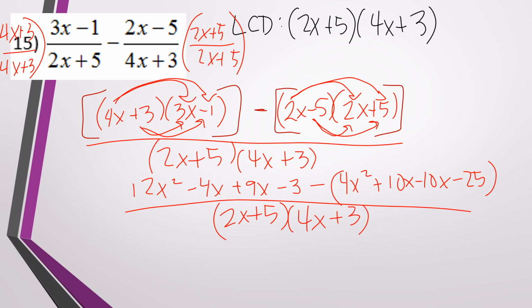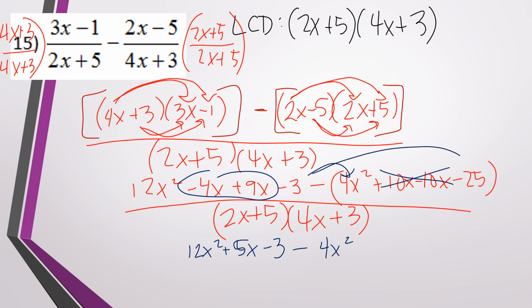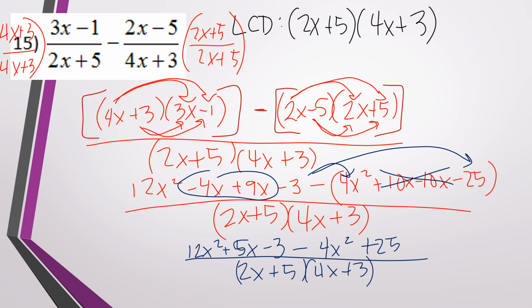Okay, so we'll bring down our 12x squared minus 4x. Well, I can combine these two. It would be plus 5x minus 3 minus 4x squared. These two actually in the middle are going to cancel, and then negative times a negative 25 would be positive 25, all over 2x plus 5 times 4x plus 3. And then I can combine like terms. So 12x squared minus 4x squared would be 8x squared plus 5x, and then negative 3 plus 25 would be positive 22, all over 2x plus 5 times 4x plus 3.